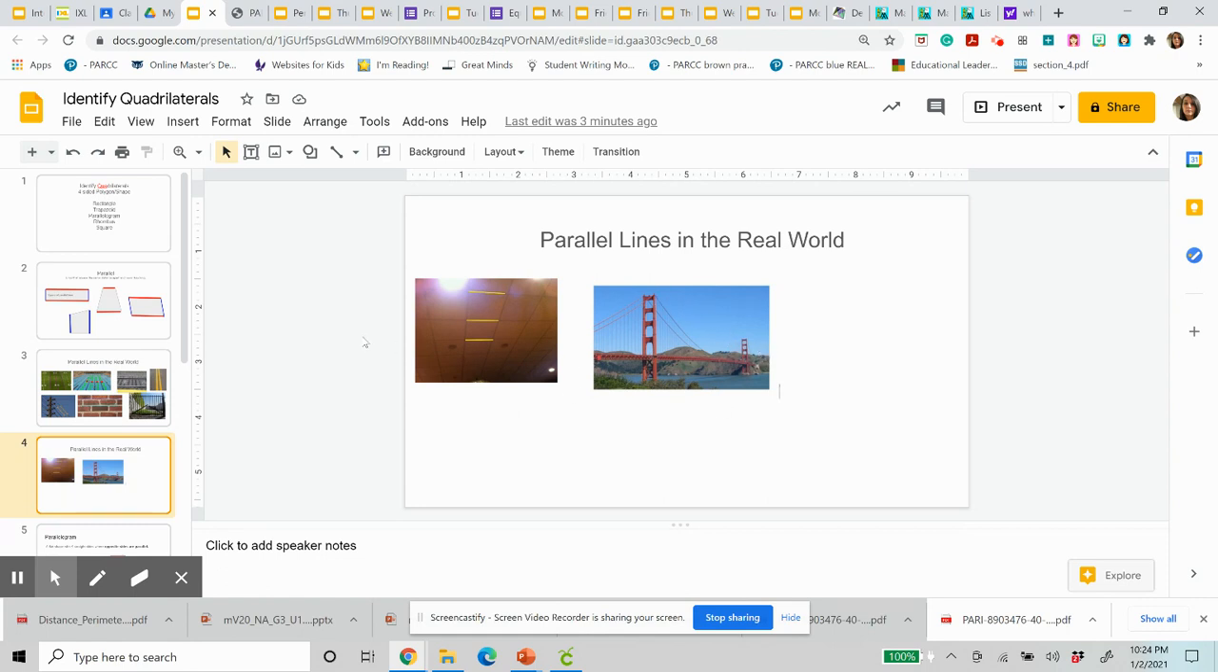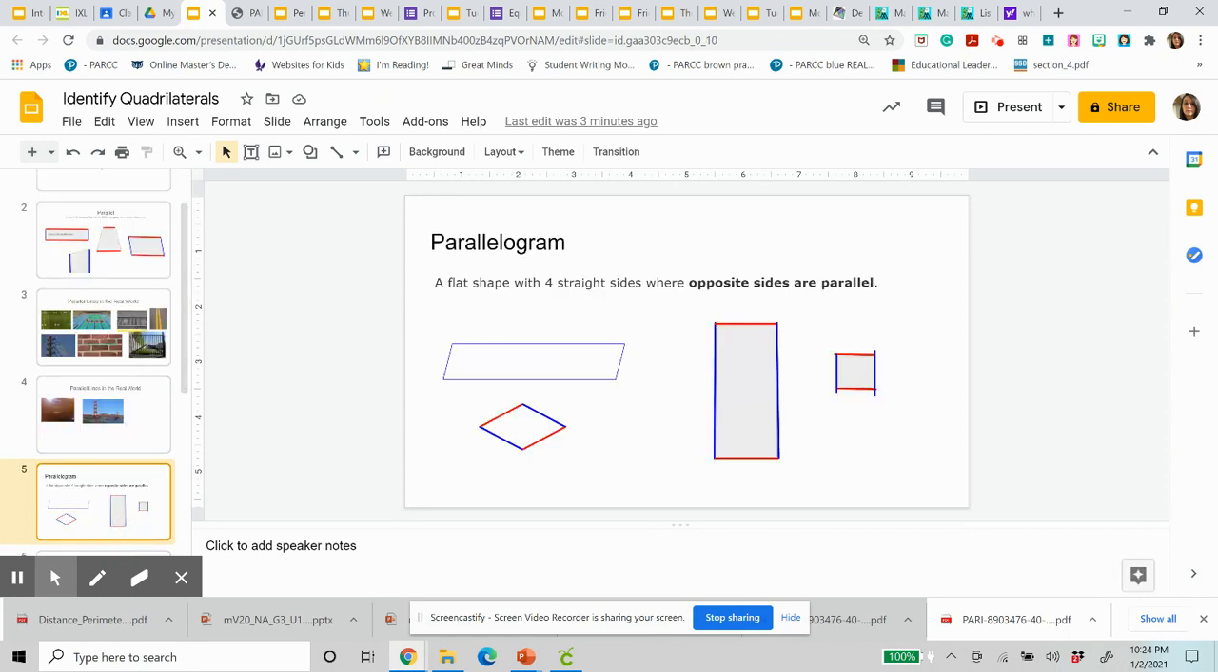Drawbridge. So in nature, in the world, parallel lines are everywhere, but they are an important part of some of the definitions that we're about to talk about. For instance, a parallelogram. It's a flat shape that has four sides where opposite sides are parallel. So I gave you some examples of what would be a parallelogram.